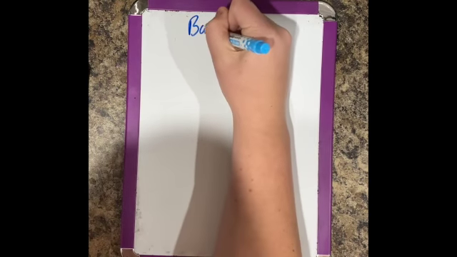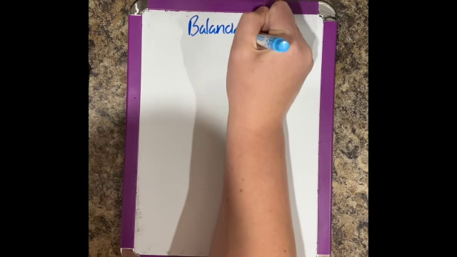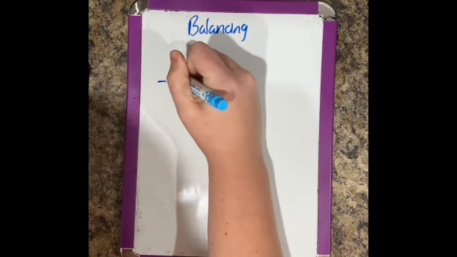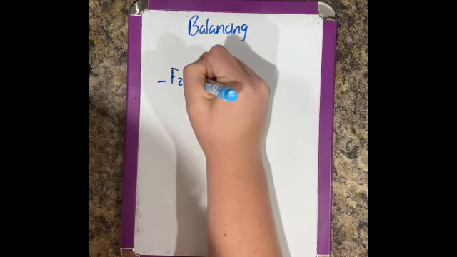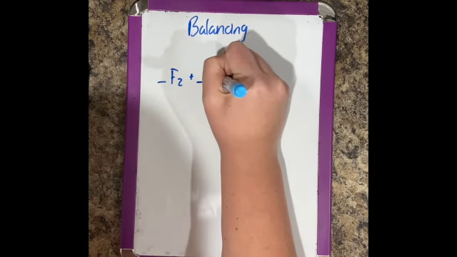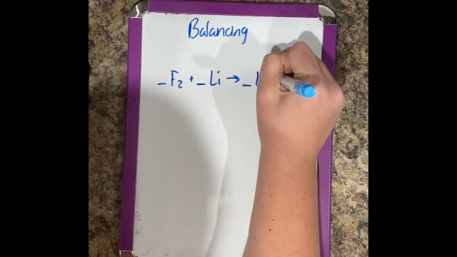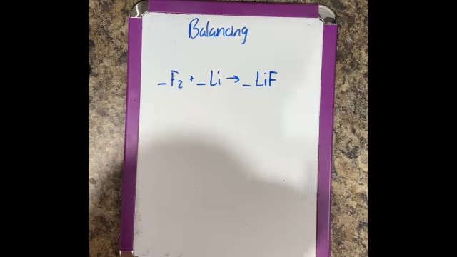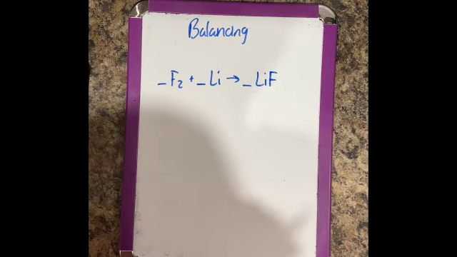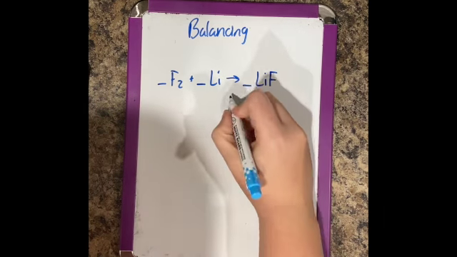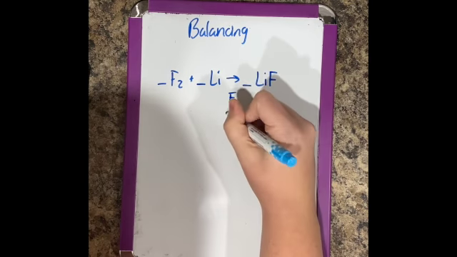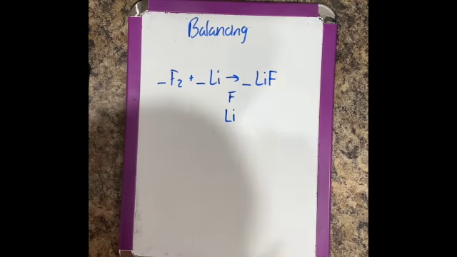Okay, so now I'm going to go over some balancing examples with you all. So here is a reaction. F2 plus Li makes LiF. The first thing you need to do is under the yield sign, list every element you have. So in this case, we have F and we have Li.